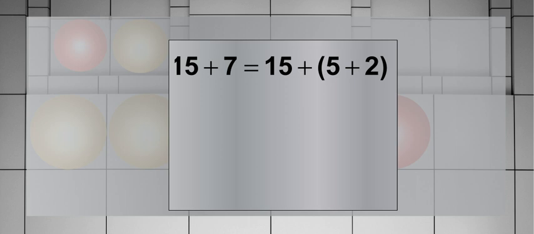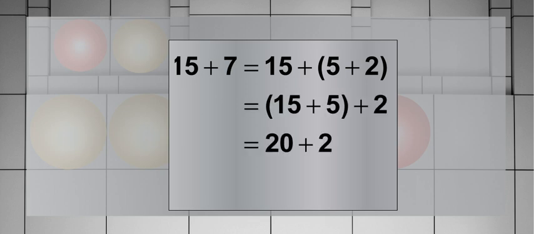We rewrite 7 as 5 plus 2. We then associate the 15 with 5 to get 20, which is also 2 tens. So this is another example of making tens. We get 20 plus 2, which is 22.